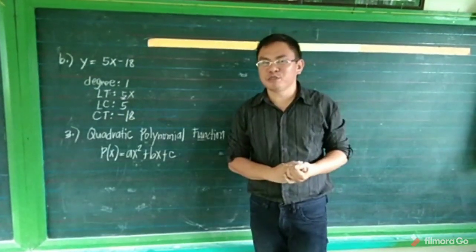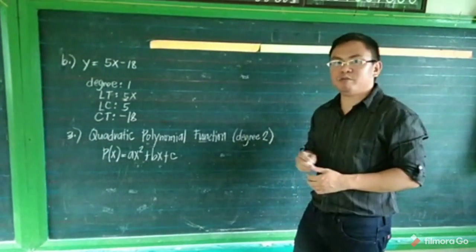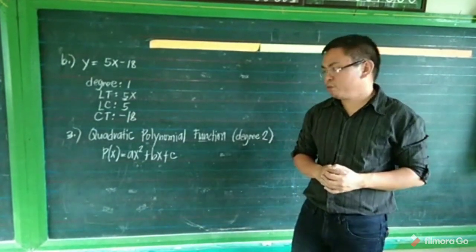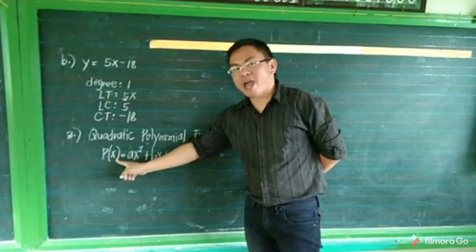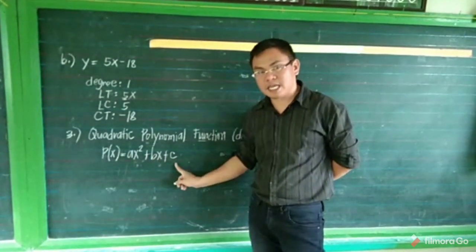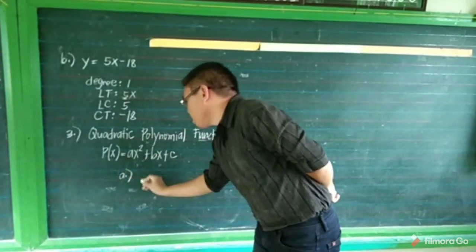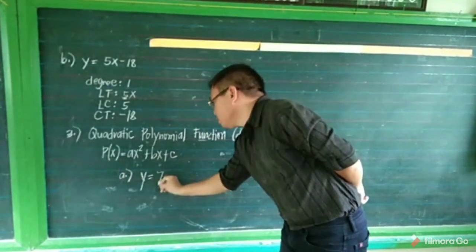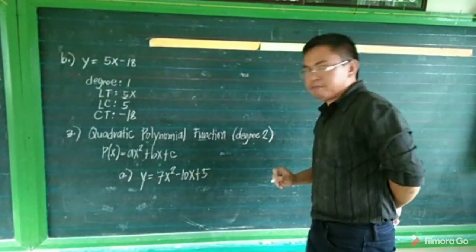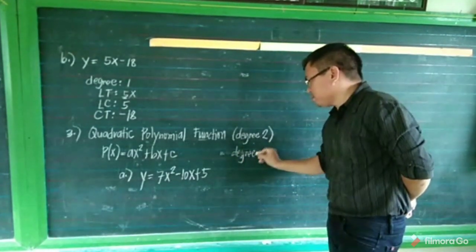Now let's move on to the third common type of polynomial function, and that is quadratic polynomial function, or it is a polynomial function of degree 2. So it takes the form p of x is equal to ax squared plus bx plus c. So let me give you an example for this. y is equal to 7x squared minus 10x plus 5.